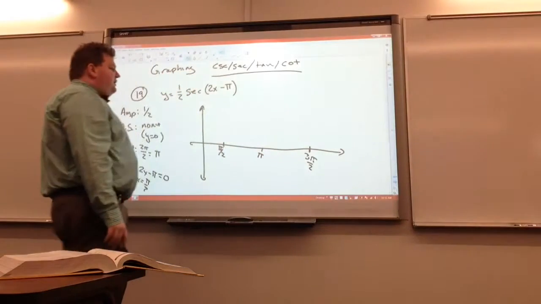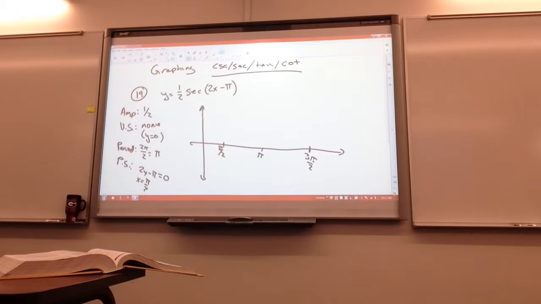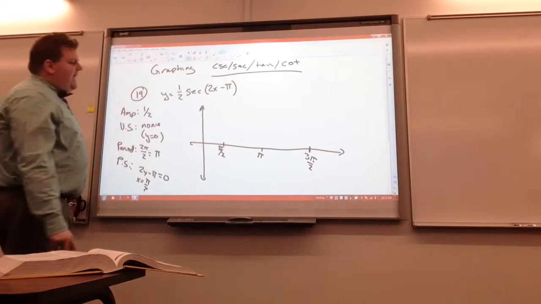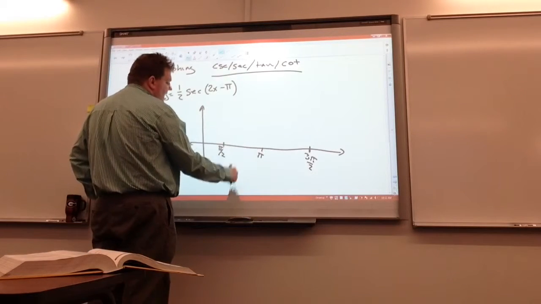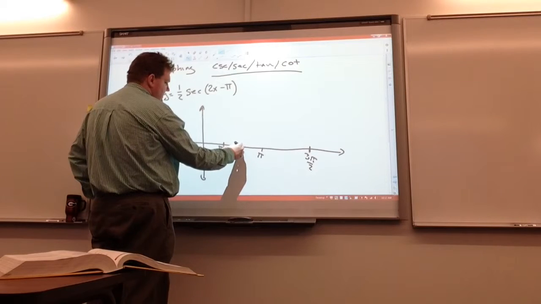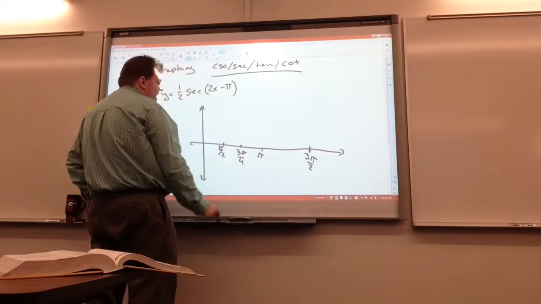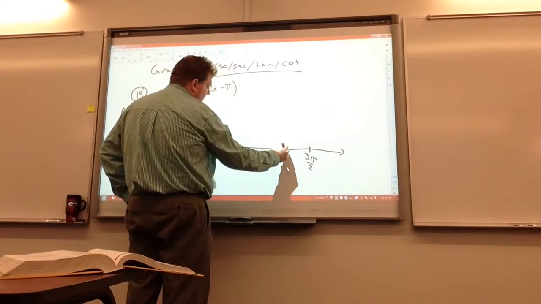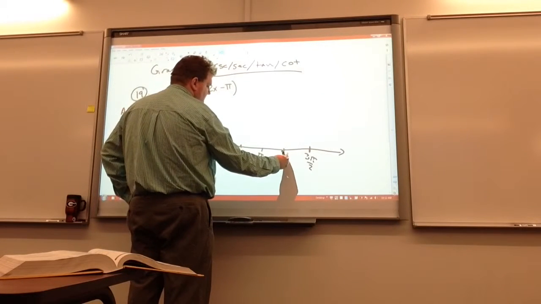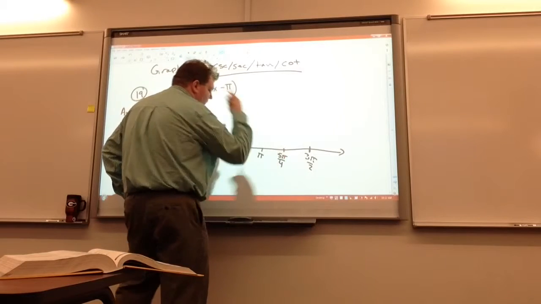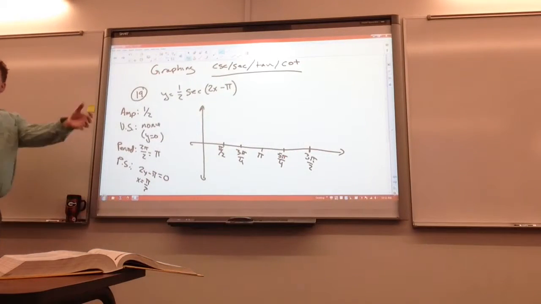And we know special things are going to happen with the quarter marks as well. So you can think of that as being halfway between pi over 2 and pi. It's going to be what? 3 pi over 4. And halfway between pi and 3 pi over 2 is going to be? 5 pi over 4. Okay? 7 pi over 4 would be the one that's immediately after 3 pi over 2. Okay? So those are all the locations where interesting things will happen.